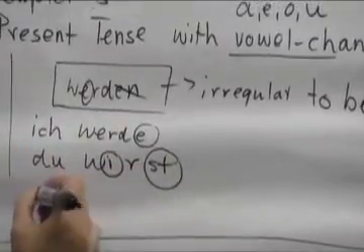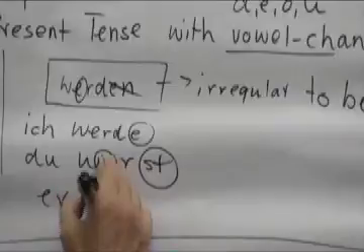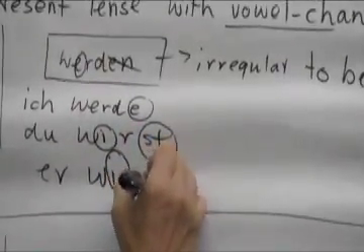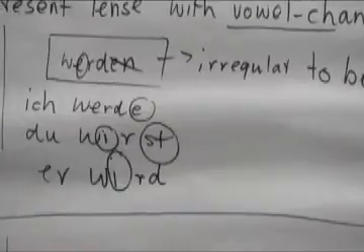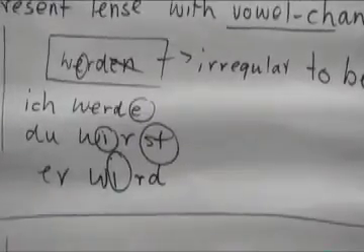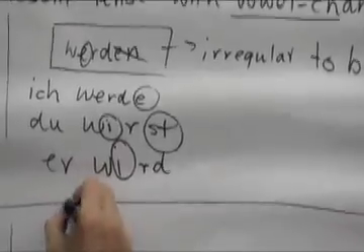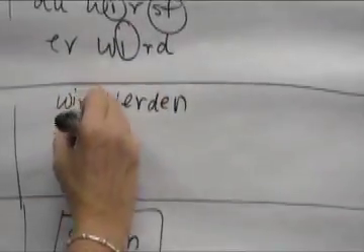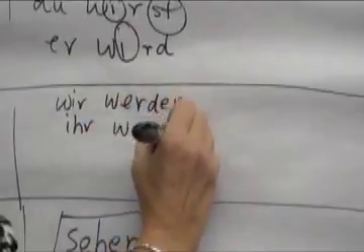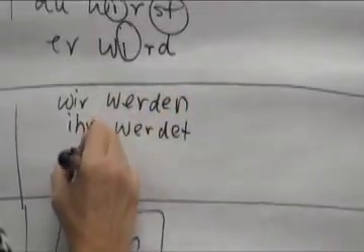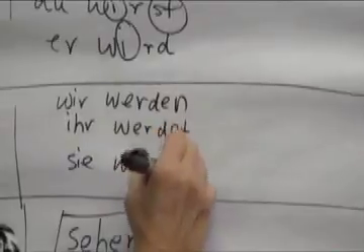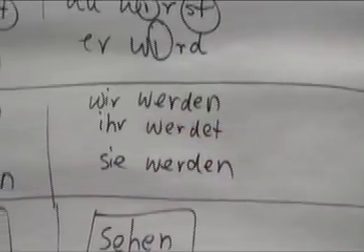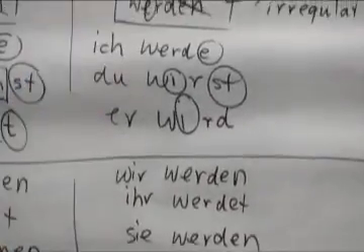Du wirst. Er, sie, es. Again, E to I. This is regular. And then R, D. Wird. Ich werde, du wirst, er wird. Wir, regular again, wir werden. We are becoming ill. Ihr werdet, you all are getting ill. And sie werden, they are getting ill, for example. Alright. So, E to I, E to I.